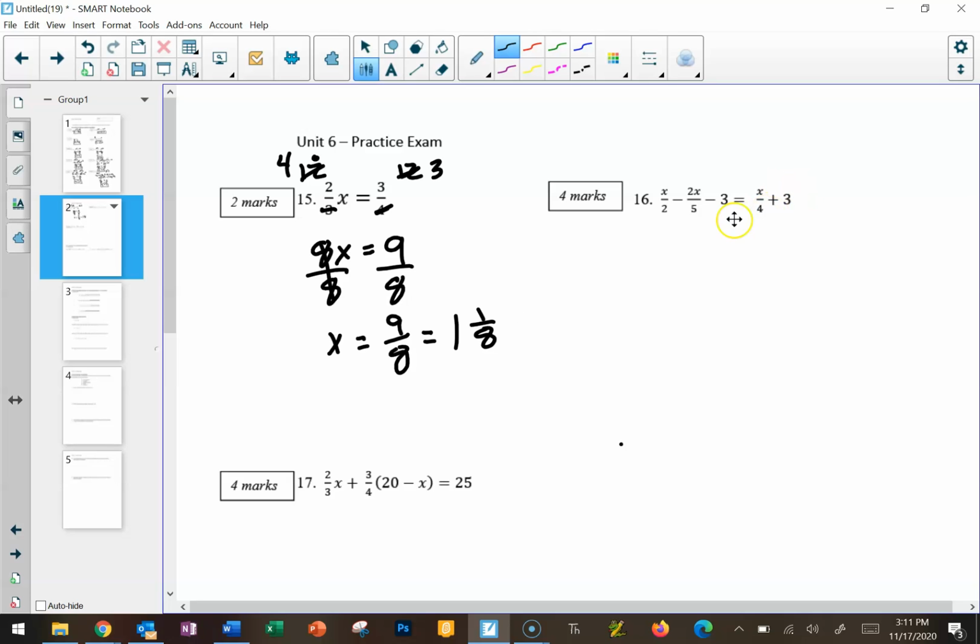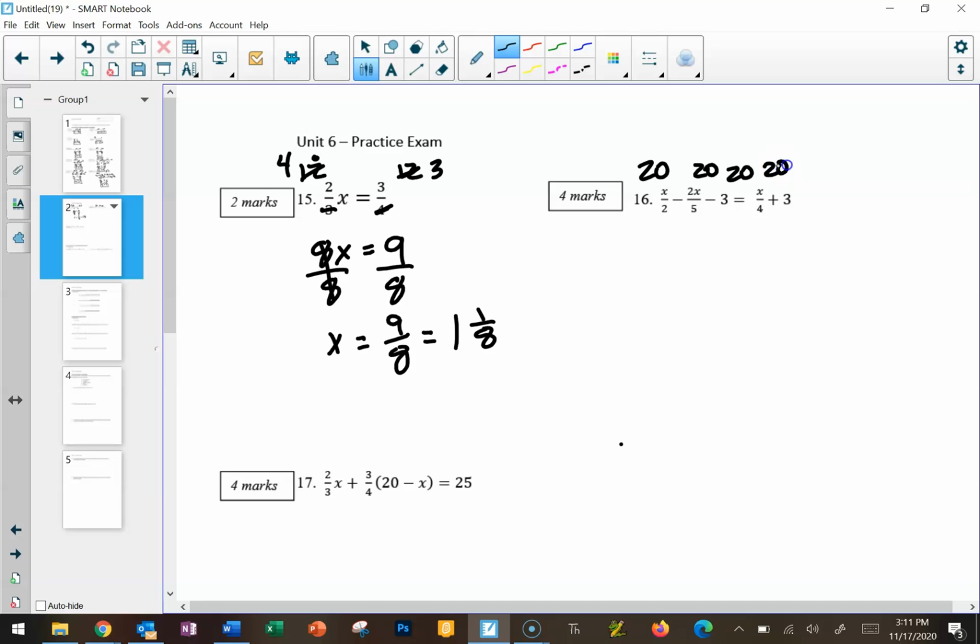Question 16, more fractions, same thing. We need to find the least common multiple for the denominators here. So we've got to look at 2, 5, and 4. 2 times 2 is 4, works with the 4, doesn't work with the 5. 2 times 3 is 6, doesn't work. 8 doesn't work. 10 doesn't work with the 4, right? So we've got to go all the way up to 20 on this one. So I'm just going to write 20 at the top.